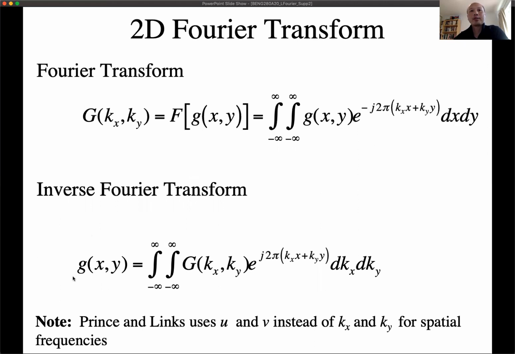And similarly, we can have the inverse Fourier transform. So we can have little g of x, y equal to the inverse Fourier transform of g of kx, ky. Now you can see we have both a spatial frequency in x and a spatial frequency in y. And in this case, to get the inverse Fourier transform, we're integrating over dkx and dky. Note that the book uses u and v instead of kx and ky. I'm not really sure why they do that, because when you look at academic papers in MRI and CT, it's much more common to find kx and ky. So that will be the notation we'll use for most of this course. But as you're reading through the book, you'll just have to note that they use u and v instead.